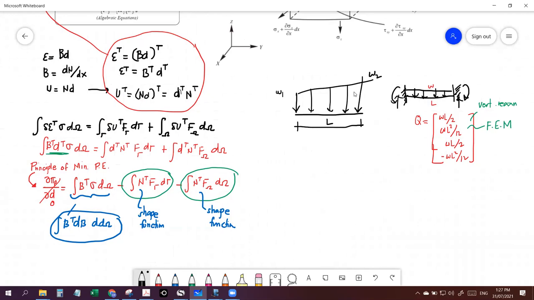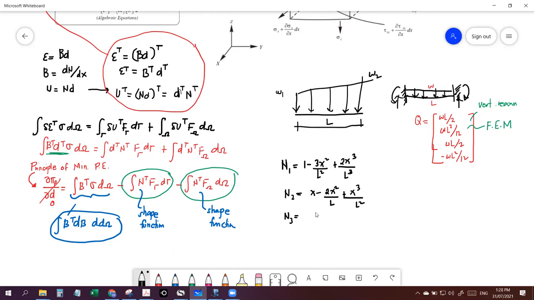Last time we derived that N1 is equal to 1 minus 3x squared over L squared plus 2x cubed over L cubed. N2 is equal to x minus 2x squared over L plus x cubed over L squared.